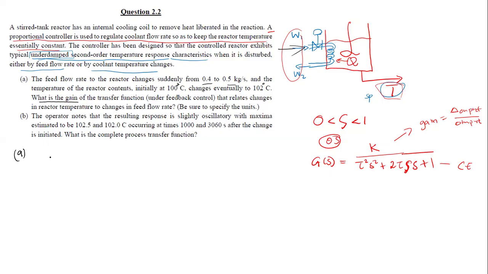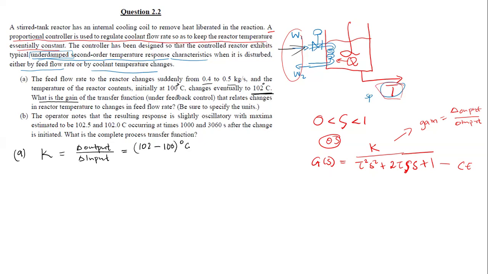So the simplest and easiest way is to use the equation that says the gain is going to be the change in the output of the system divided by the change in the input of the system. We have already defined that our output is going to be the temperature, so our final minus initial. Our final is going to be 102 degrees Celsius, so here we have 102, subtract our initial, which will be 100 degrees Celsius.